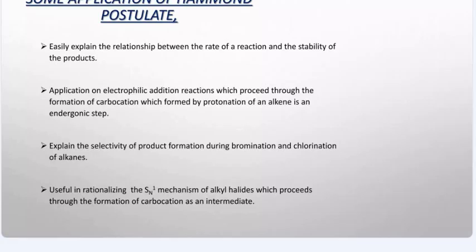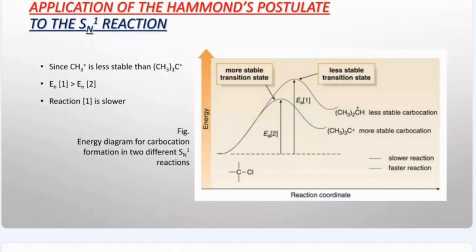It explains the selectivity of product forming during bromination and chlorination of alkane. It is useful in rationalizing the SN1 mechanism of alkyl halide, which proceeds through the formation of carbocation as an intermediate. Now you can see the application of the Hammond postulate to the SN1 reactions: the more stable transition state and less stable transition state. So less stable carbocation and more stable carbocation, slow reaction and fast reaction.